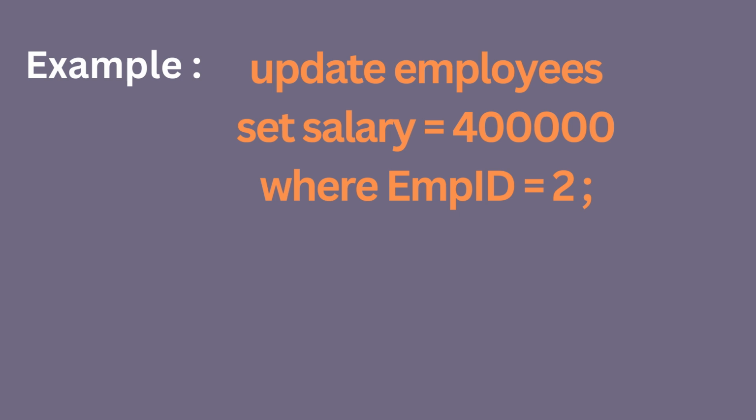If we don't mention the where clause here, SQL will update the salary to 4 lakhs for every row in the table. But here we want to update that only for employee ID 2, and the name of employee ID 2 is Sam. So in the where condition, we can either use employee ID equals 2 or employee name equals Sam. Then SQL will update the salary for only that row. In this way, we will update the data by using the where clause.